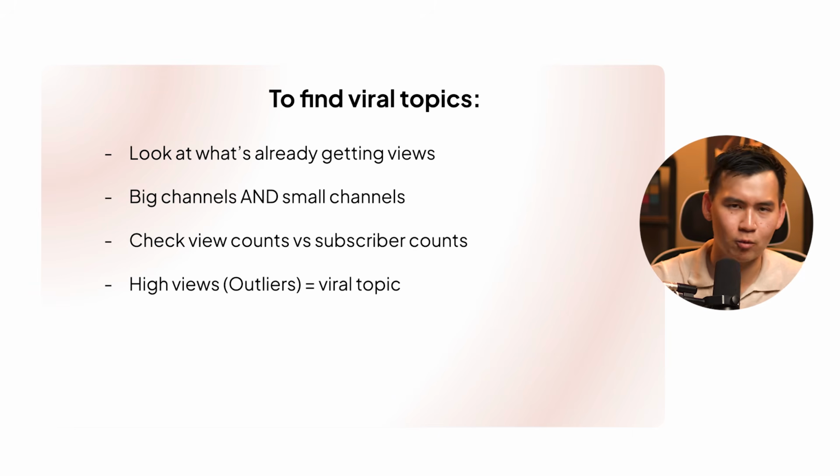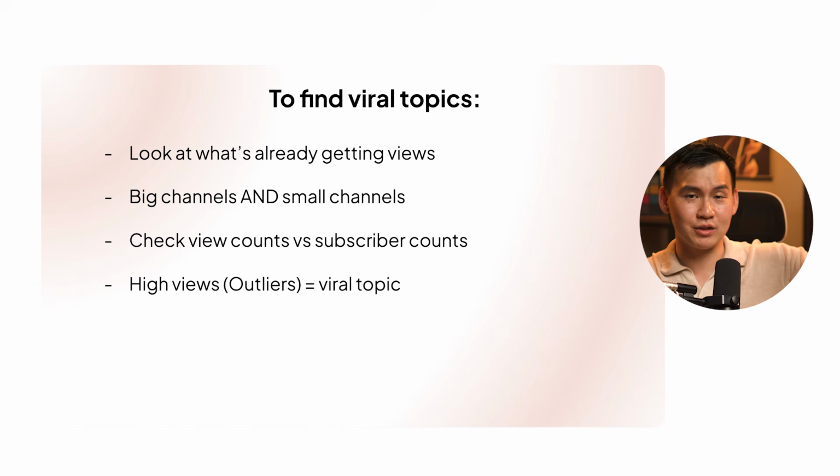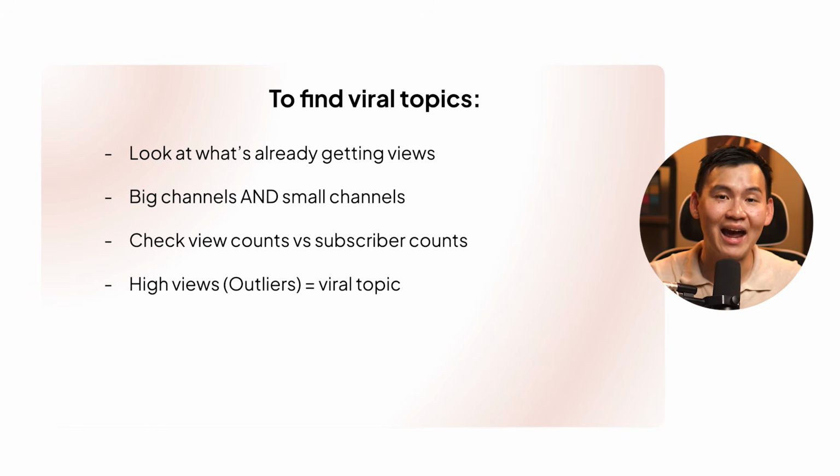Looking at big channels and small channels, right? If you have small channels that talk about a certain topic and that video blows up and they get substantially more views than the number of subscribers that they have, then that has a much higher potential of being a viral topic. Whereas if you're a big channel and you keep talking about a certain topic and it keeps going viral, then that topic is much more likely to perform better.